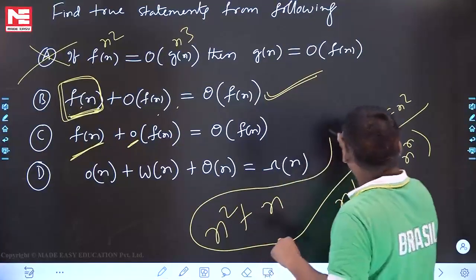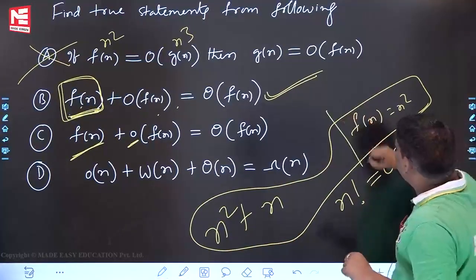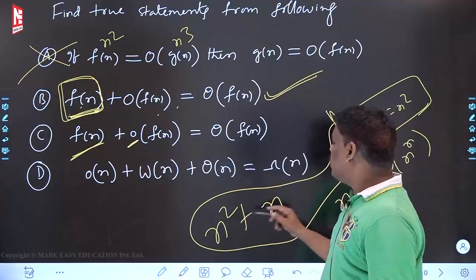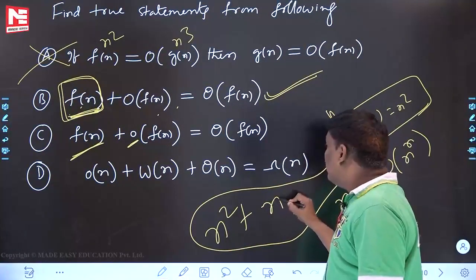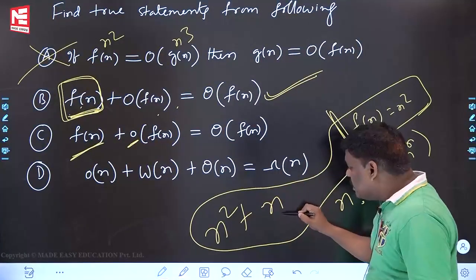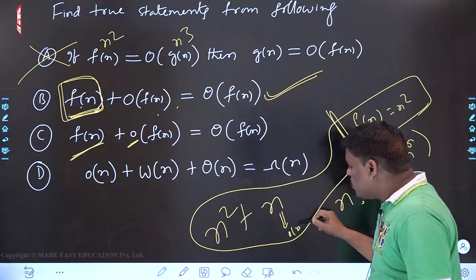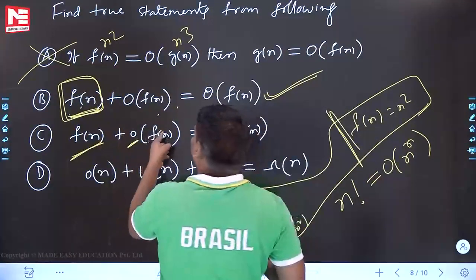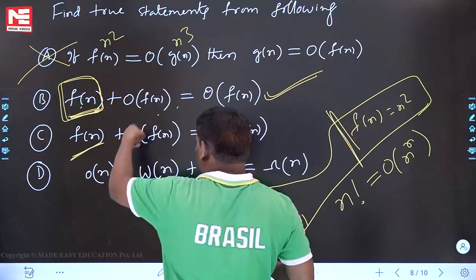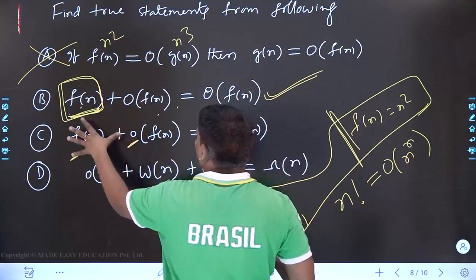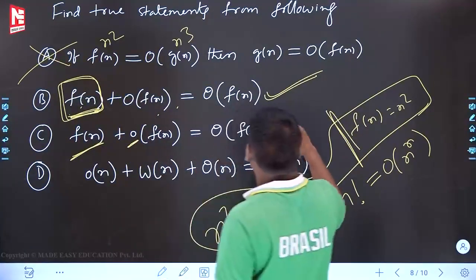See this. Assume that Fn is n square. If Fn is n square, see what he has written: n square. Here actually n is there, but he wrote small o of n square. This n can be written as small o of n square. Everyone knows? So the strict upper bound is Fn, meaning the actual is less than Fn. So Fn plus something less than Fn is overall Fn. Fn is theta of Fn, true.